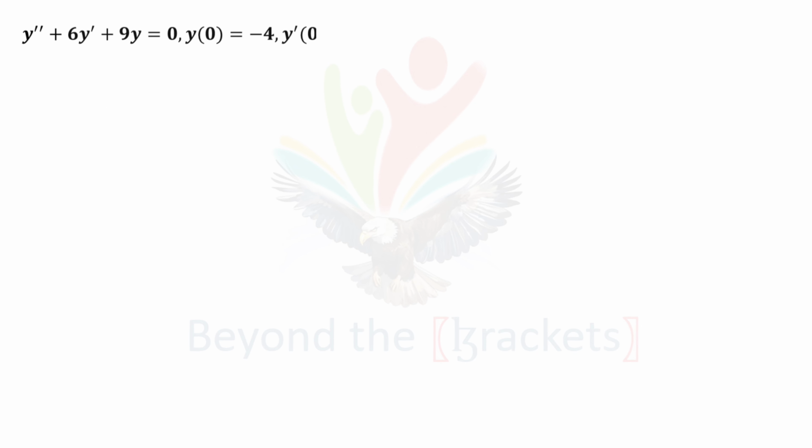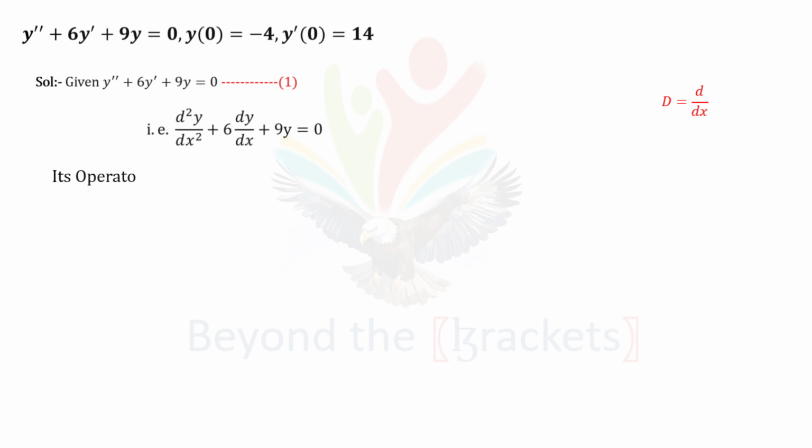Moving on to the last question, after naming the given equation as 1, we observe that it can be written as d square y by dx square plus 6 dy by dx plus 9y is equal to 0. To obtain the operator form, again we replace d by dx with capital D to get (D square plus 6D plus 9) y is equal to 0.